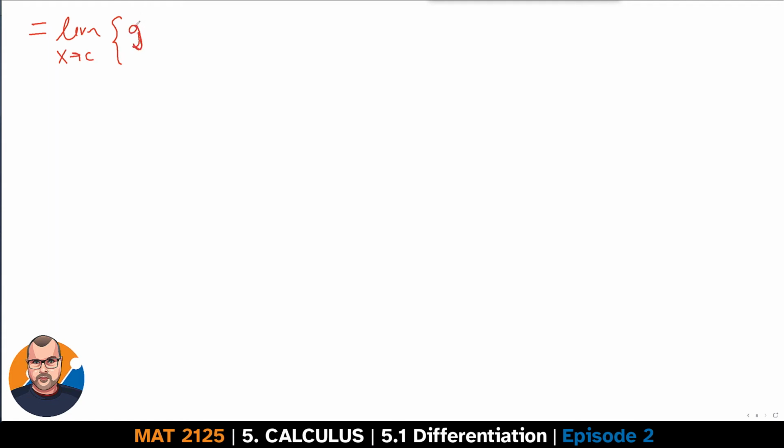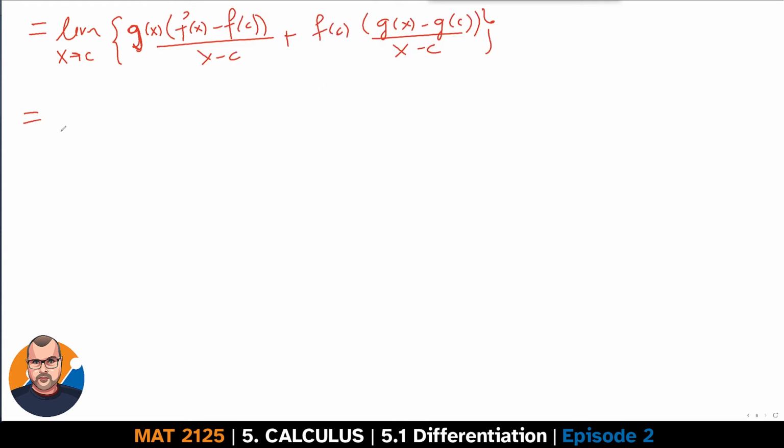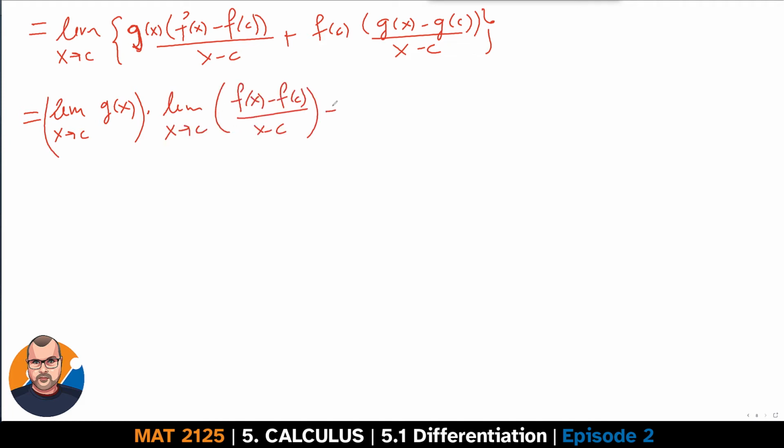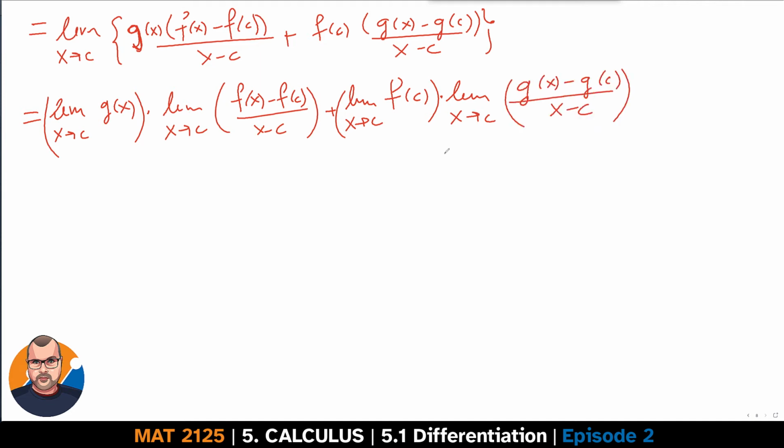For the first term, we had g at x that was in common. For the second term, f at c. Now, what we would like to be able to do is to write this as the following expression. The limit of g at x when x goes to c times the limit when x goes to c of the differential quotient, plus the limit when x goes to c of f at c times the limit when x goes to c of the differential quotient.